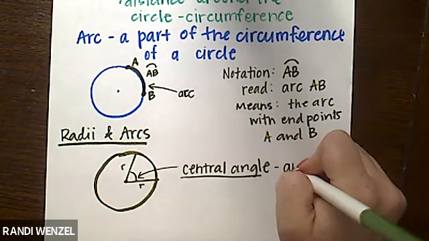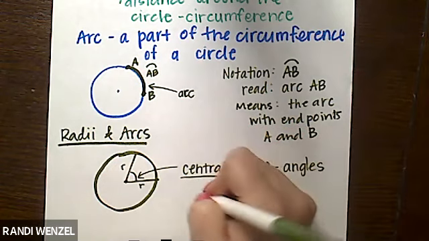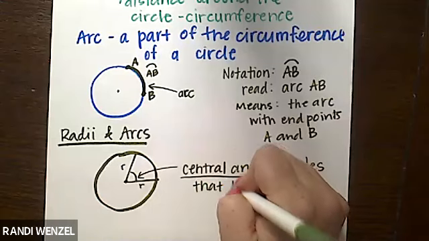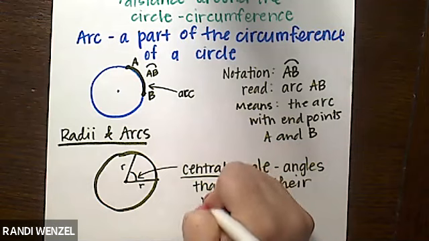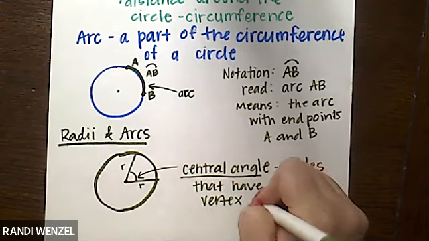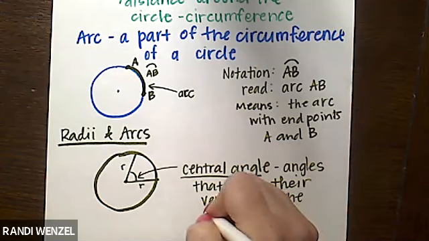So central angles are angles that have their vertex at the center of the circle.